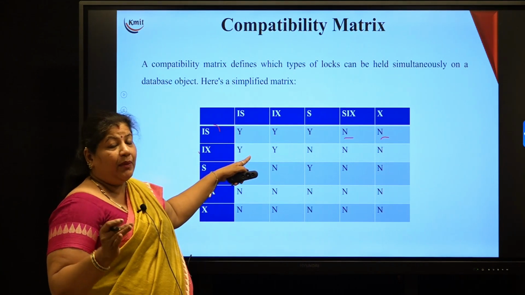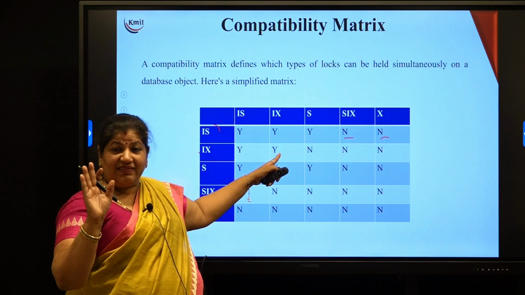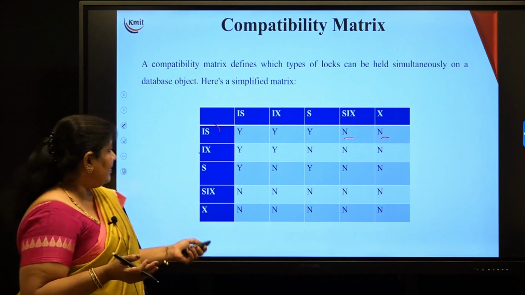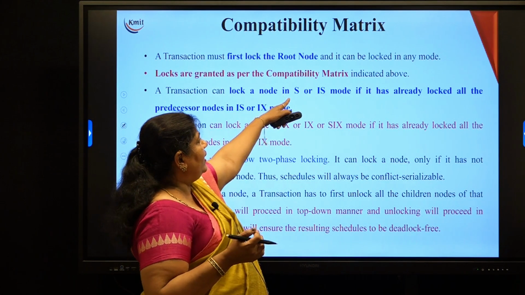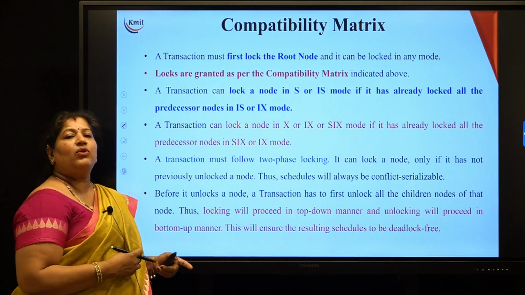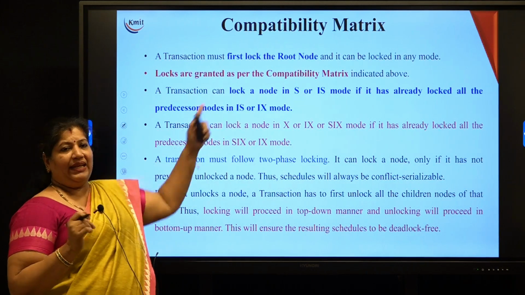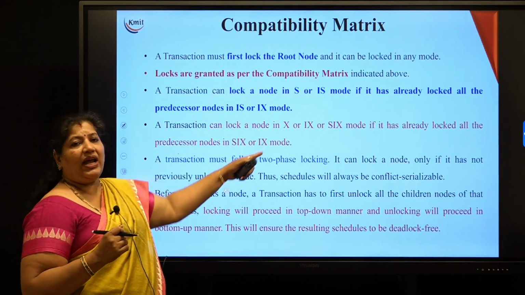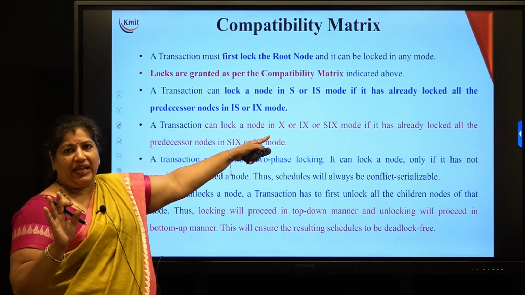Yes, it can. But when you come down and say that you want to go with S, it will check, is X still there? If it is there, don't allow. If it is not there, allow it. It's like that. Then the transaction can lock a node in S or IS mode if it has already locked all the predecessor nodes in IS or IX, if all the intentions are shown clearly, then you can lock it in S mode. Whereas X, if it is already locked in SIX or IX mode, you can. If it is in IS and you want to apply the lock X, no, it will not allow you.